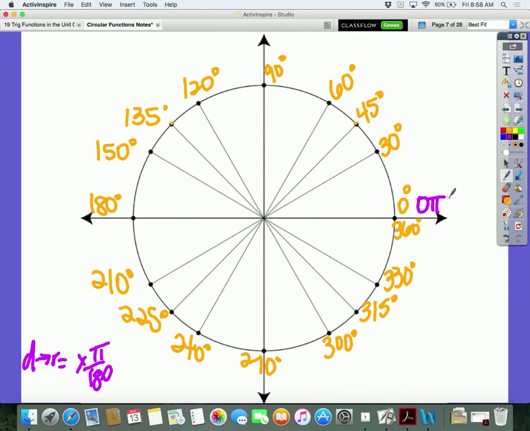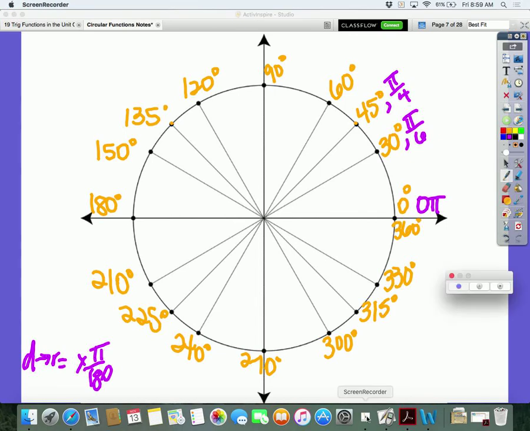Continuing up. 30 times pi over 180. Pi over 6. It's going to be pi over 6. Okay? Now, 45 degrees. Pi over 4. It is pi over 4. So again, you can just continue to convert all of these degrees to radians. That's what I want you guys to do. Take a minute to do that.